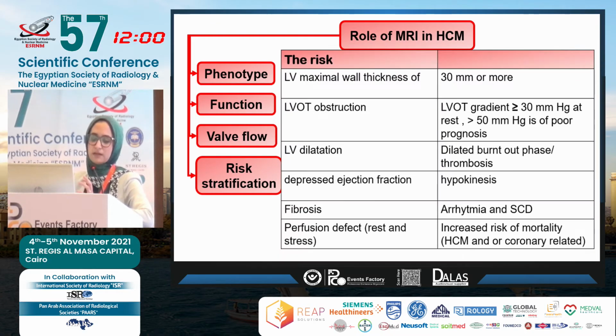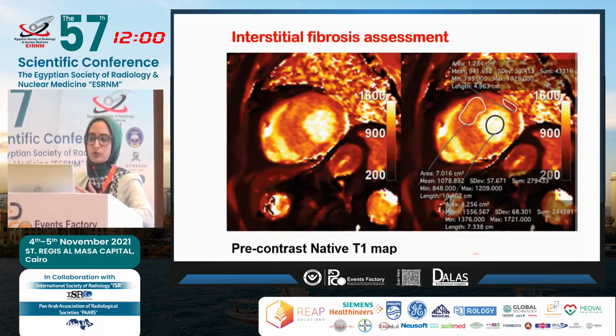All of that will add to the value of the MRI in answering the risk stratification of the patient. So you answer the LV maximal wall thickness, the LVOT obstruction and its grading, LV dilatation, decreased ejection fraction, and fibrosis. And mapping actually helped a lot in quantifying the fibrosis, like we mentioned, because in many patients of HOCM, even though there is no scar formation, you get globally high values of the T1 native and ECV values.